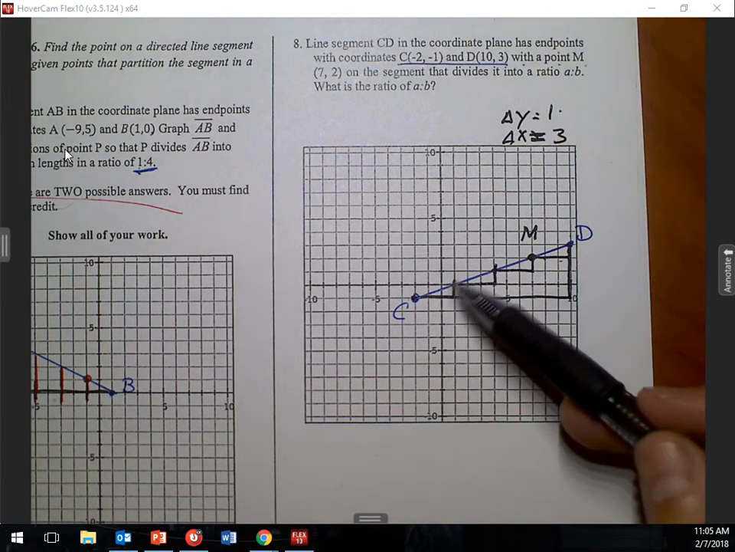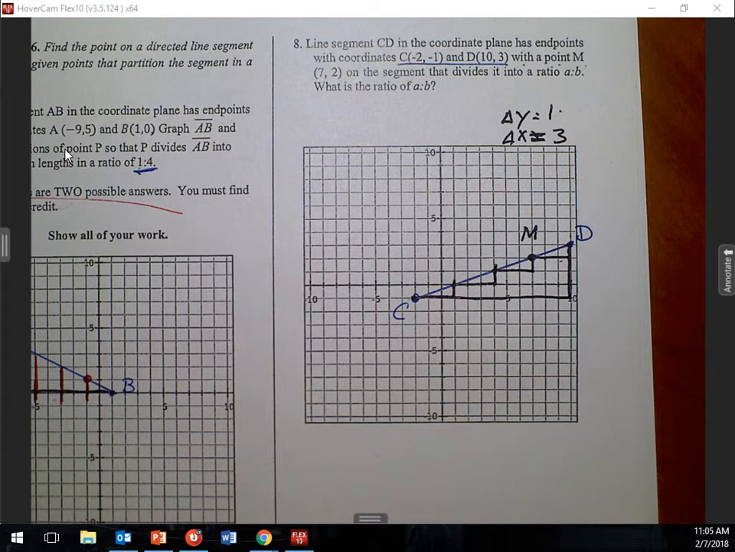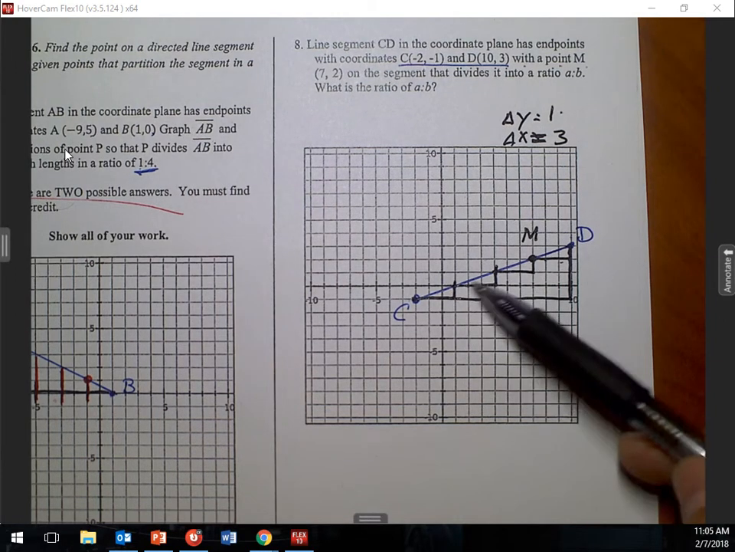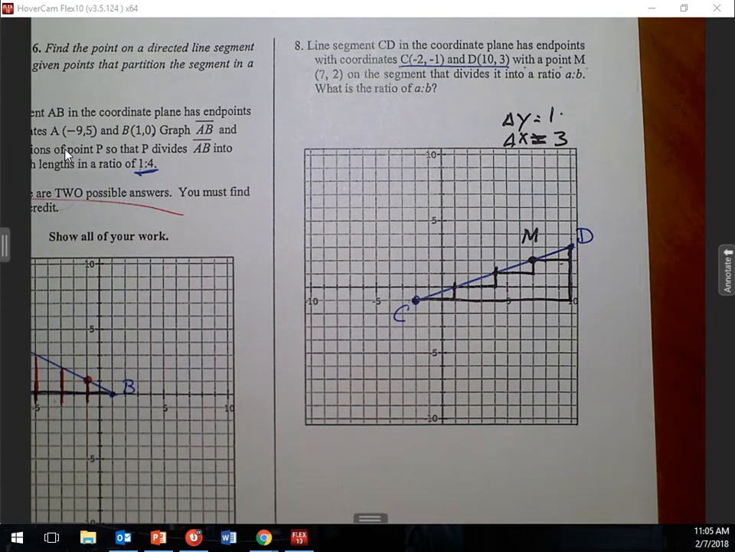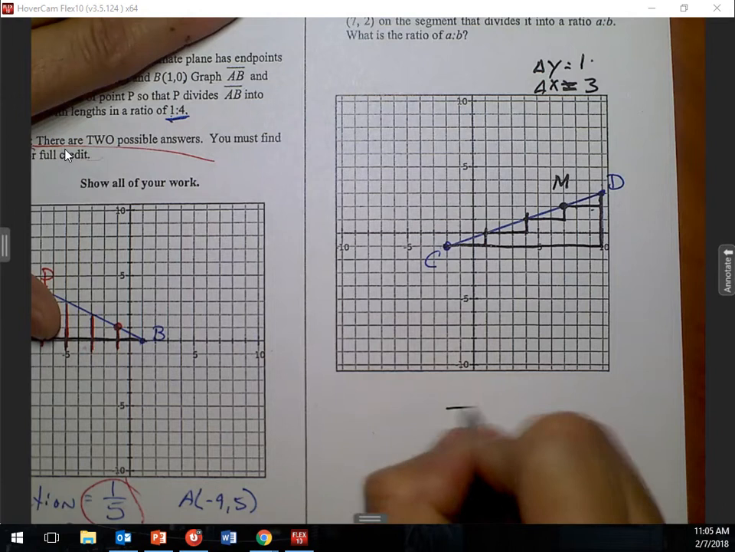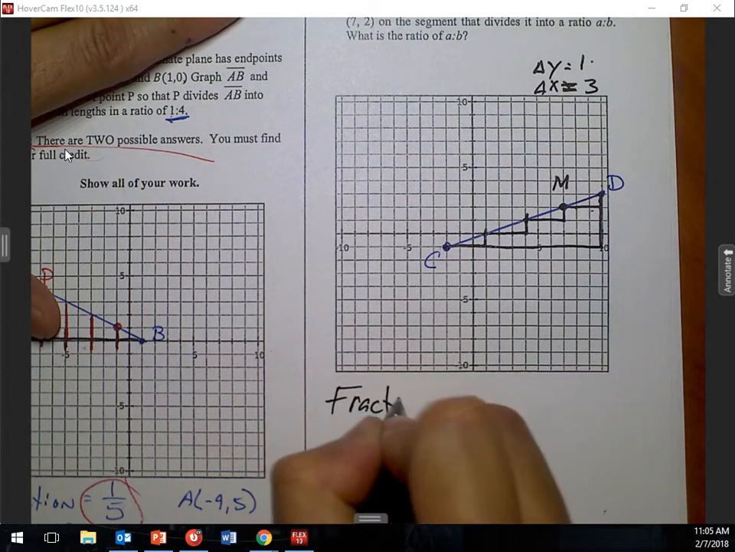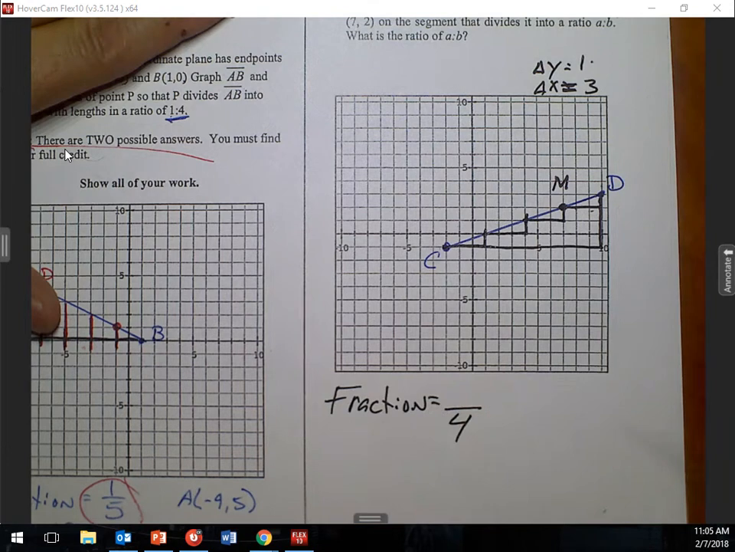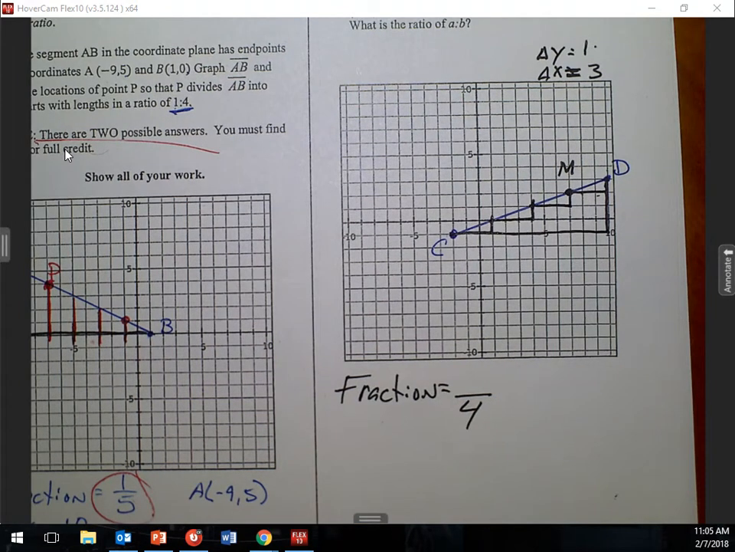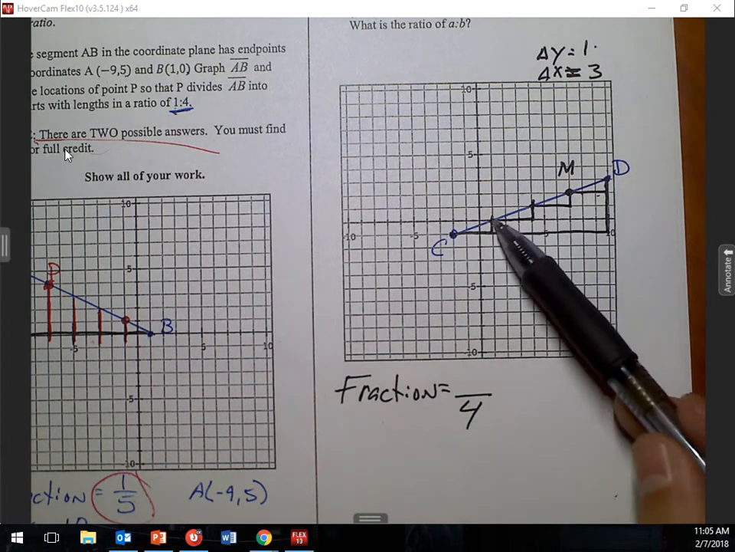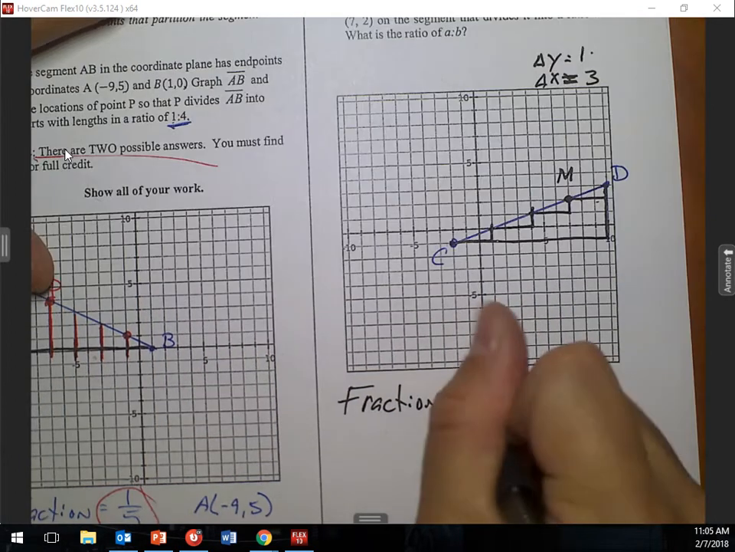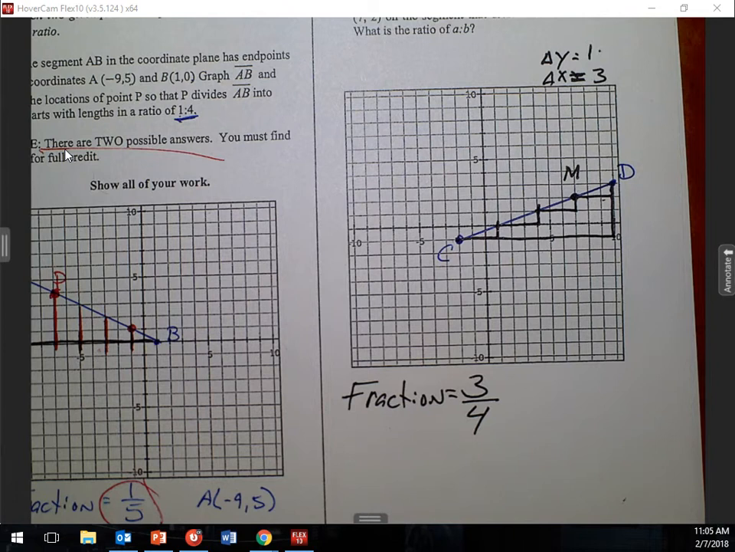How many pieces did I break this up into? Let me see. 1, 2, 3, 4. There is 4 in my fraction, right? There's 4 in my fraction. Okay, so if I read it from left to right, M is how many of those? 1, 2, 3. So my fraction is 3 over 4, right?